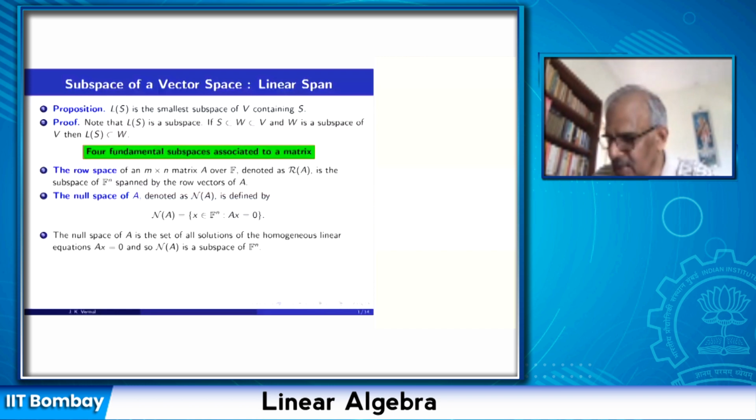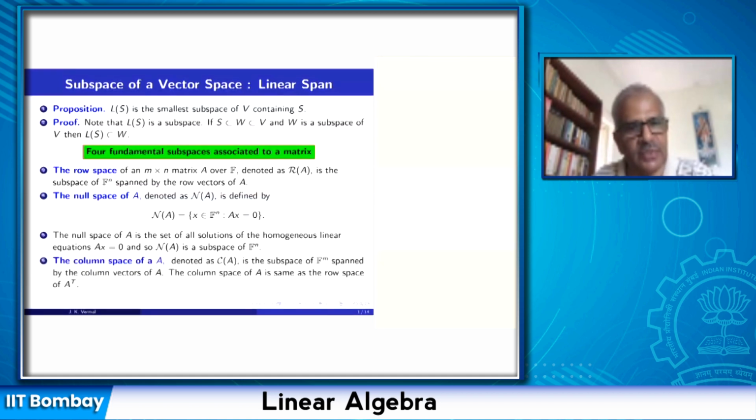Now we look at the column space. How many columns are there in a given m by n matrix? There are n columns, and every column is living inside the m-dimensional space Fm. Every column lives inside Fm, and I have n columns. Look at the linear span of all the column vectors. That is called the column space of the given matrix.